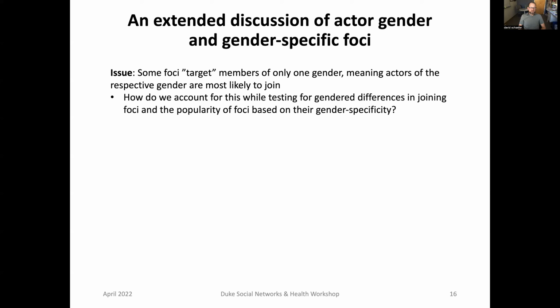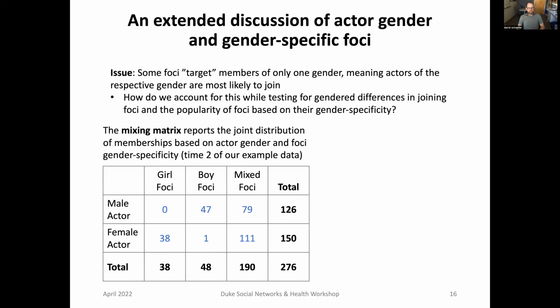Okay, so we know with survey data, it could be error that leads to seeing boys and girls activities. But because we gathered this data and we know it's not an error, it's just a feature of high school activities these days, we want to account for that.